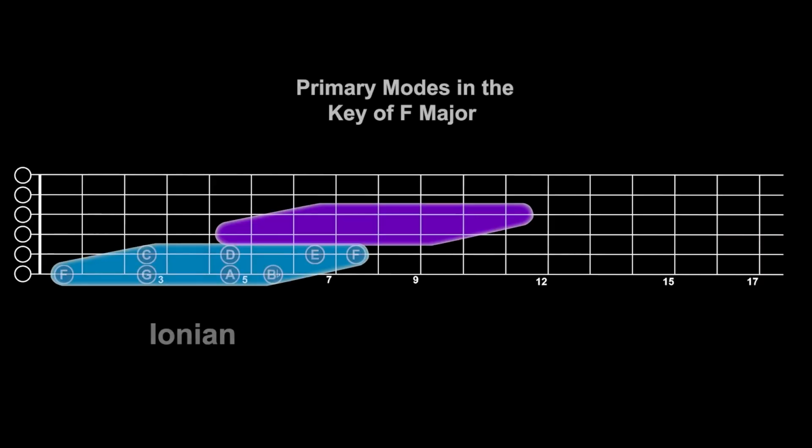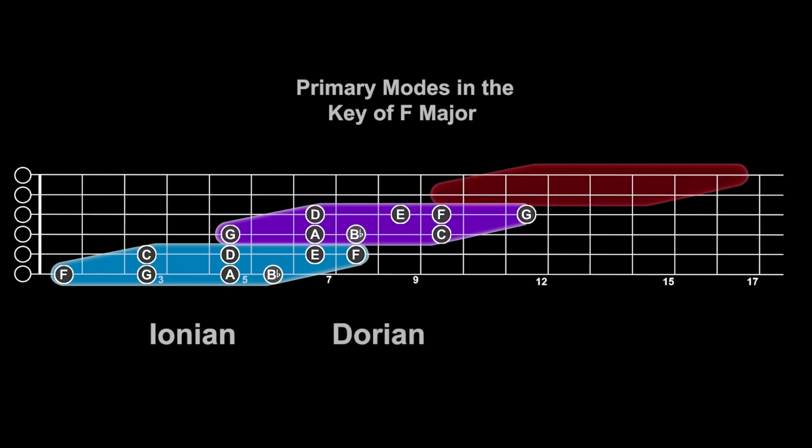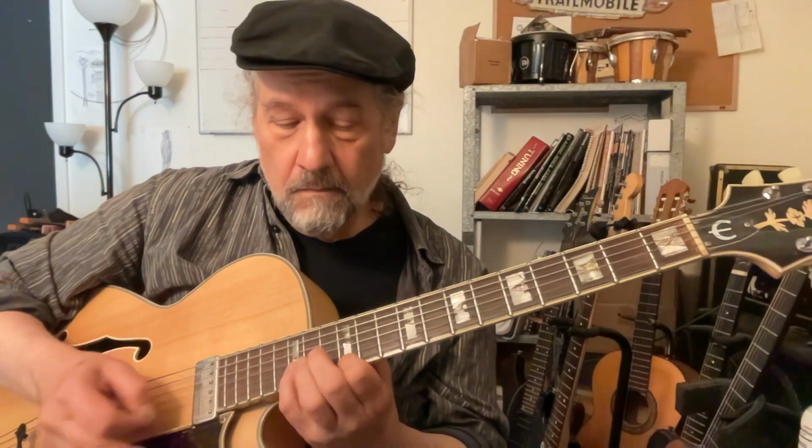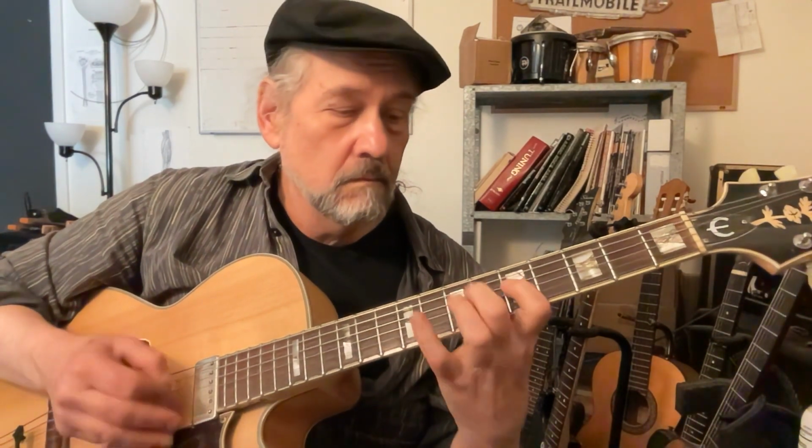So by doing that, we can play the first three modes of the key of F, 4 notes per string, all in a row like so. And then back the other way. Those patterns will apply in every key, and if you want to just get a picture in your mind of how modes work, my humble opinion, this is the best way to get started.